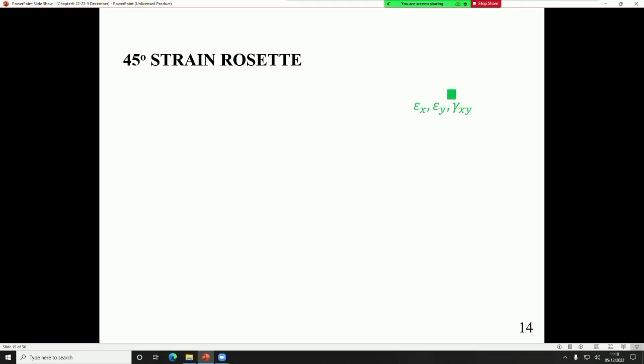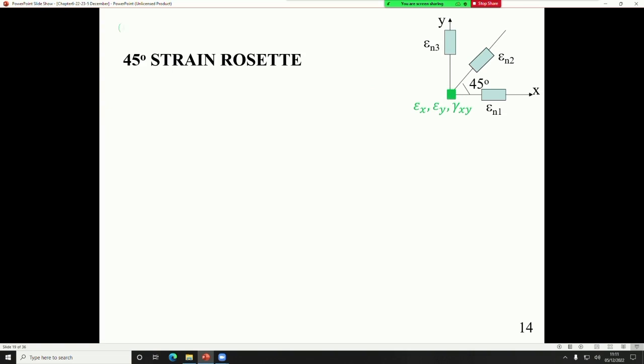So this is the one you used, a 45-degree strain rosette, and you had three unknown values at each location. For the 45-degree strain rosette, one is located along the x-axis. In your case, it was in the longitudinal direction of the tube, or the axial direction of the tube. The other one is located at 90 degrees. In your case, it was in the transverse direction or circumferential direction of the tube. And one is located at 45 degrees. So this is a 45-degree rosette.